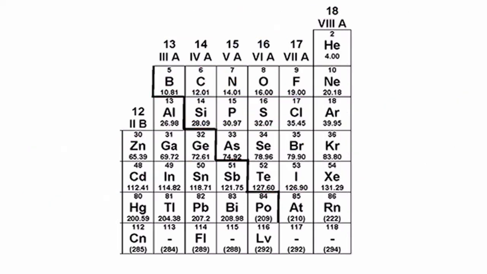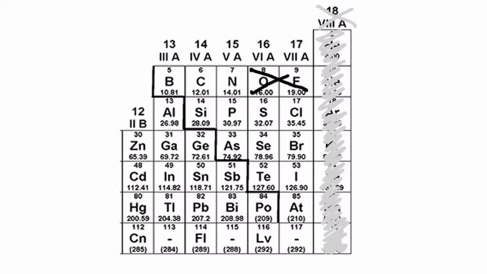So let's do this again so we got it. First, we're going to cross out the entire column 8, because the noble gases in column 8 are not going to mix with anything and become polyatomic ions. That's just not going to happen. Also, we want to cross out oxygen and fluorine because they don't have their own polyatomic ions.